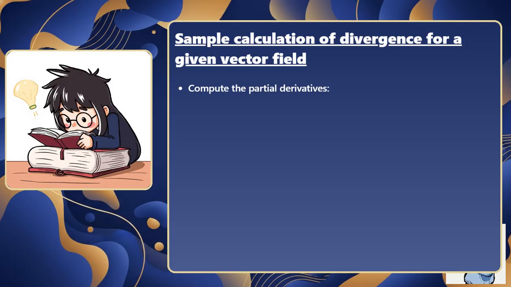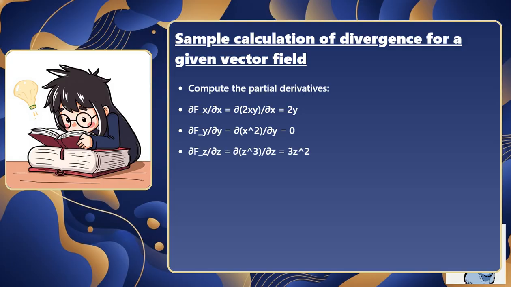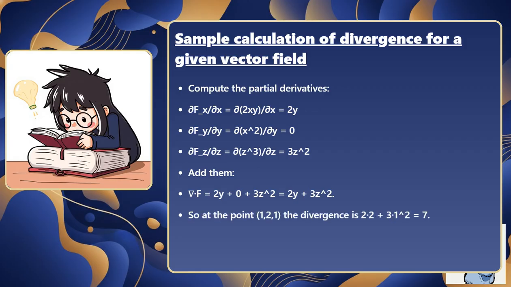Compute the partial derivatives. Partial of f_x with respect to x equals partial of 2xy with respect to x equals 2y. Partial of f_y with respect to y equals partial of x squared with respect to y equals 0. Partial of f_z with respect to z equals partial of z cubed with respect to z equals 3z squared. Add them. Divergence of f equals 2y plus 0 plus 3z squared equals 2y plus 3z squared. So at the point (1, 2, 1) the divergence is 2 times 2 plus 3 times 1 squared equals 7.